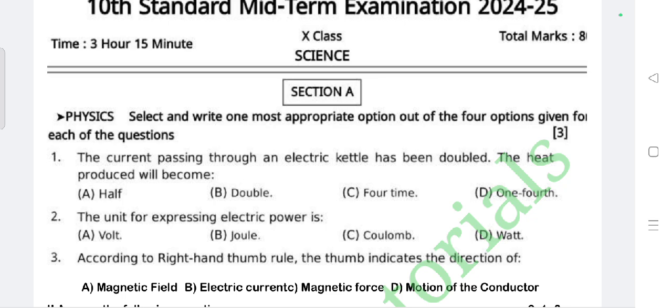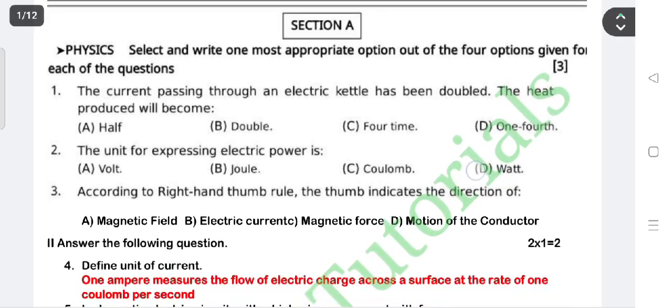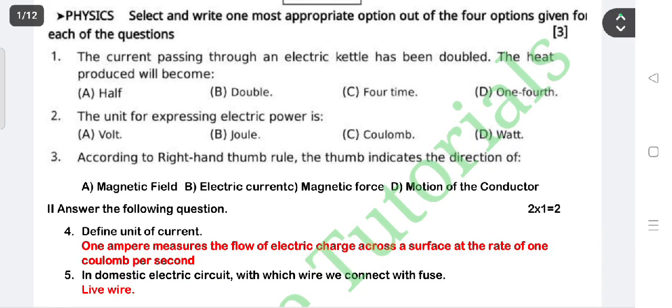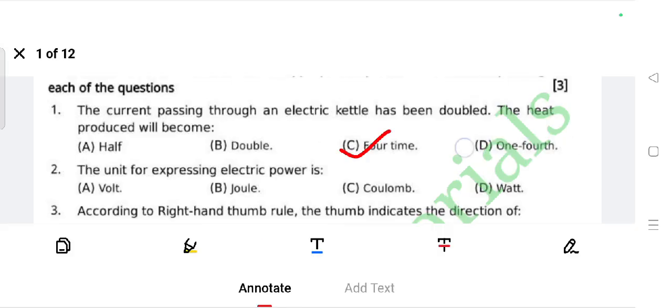So let's get started. First part, Section A, Physics. 3 multiple choice questions will be there, each carries 1 mark. The current passing through an electric kettle has been doubled. The heat produced will become: the answer for this is 4 times. Next, the unit of electric power is watt.